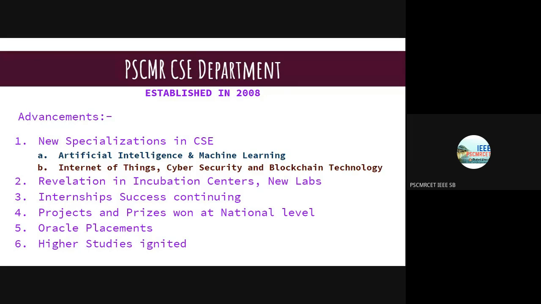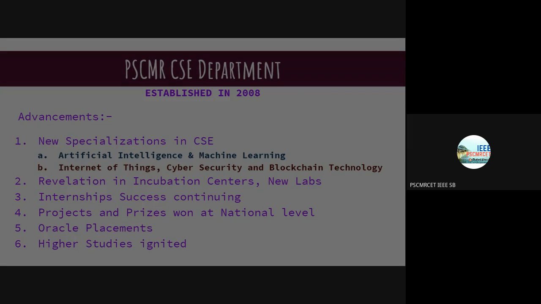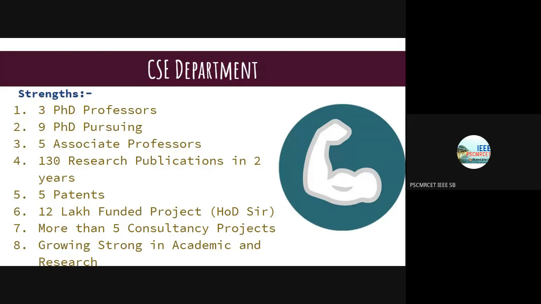And if you want to pursue higher education by crossing the borders of our country, you are most welcome. Your seniors, more than 40 to 50 members, are overseas from the Department of CSC. And I would like to emphasize some of the strengths of the CSC department. We have more than 3 doctorates, and nine faculty members are pursuing PhDs. 5 associate professors are there.